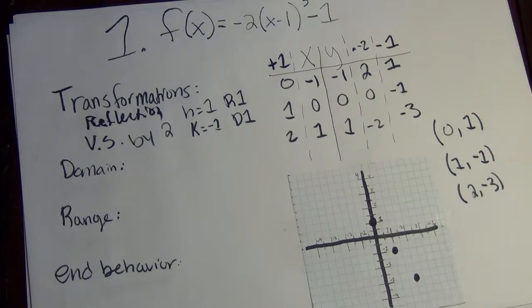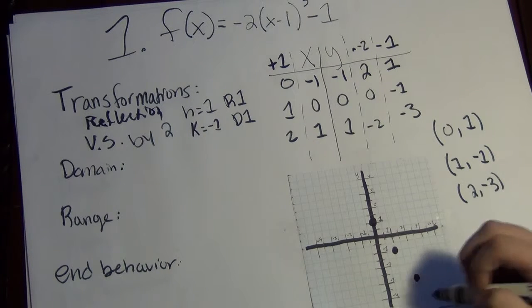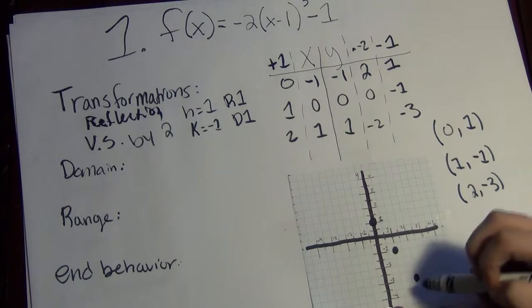And then since it's a negative in front of the coefficient, it would be coming down from the right and up to the left. So this is how you draw it.